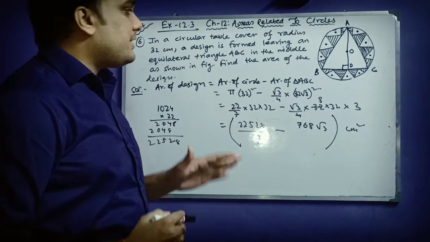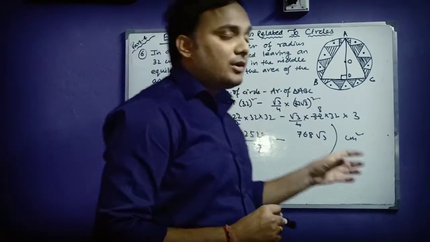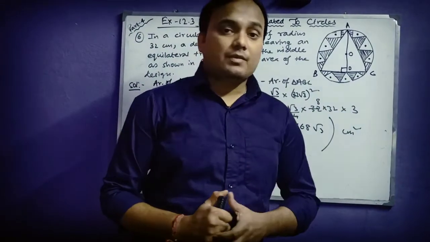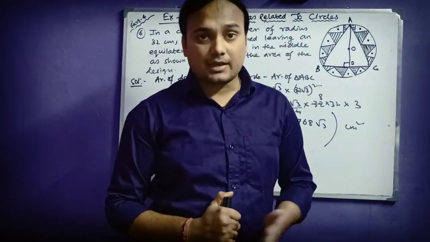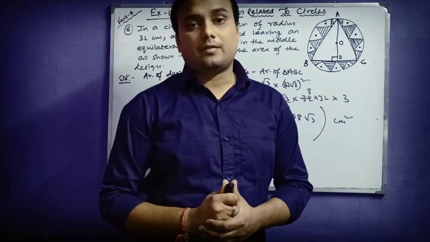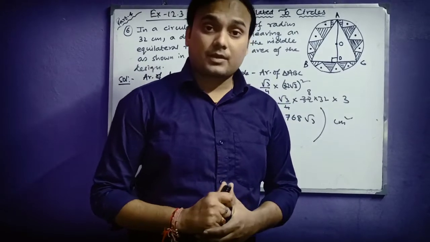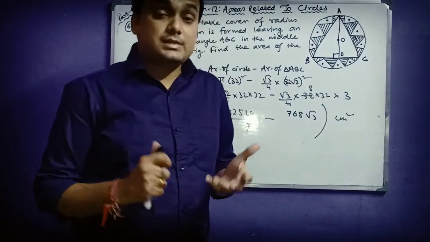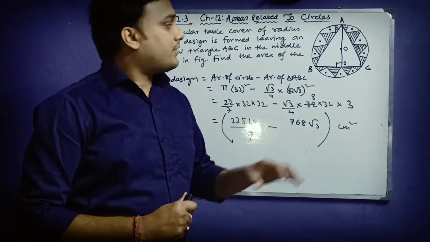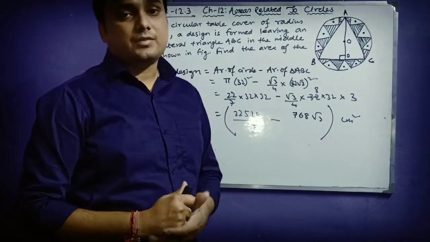So what we did, we just found the side of the equilateral triangle first, because the side was unknown here, and without that side we cannot evaluate the area of the equilateral triangle. And once we have found the side of the equilateral triangle, we can easily find the area of the design here, which is the difference of the area of the circle and the area of the triangle.